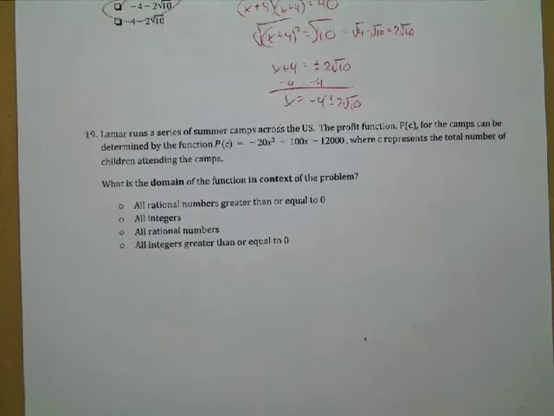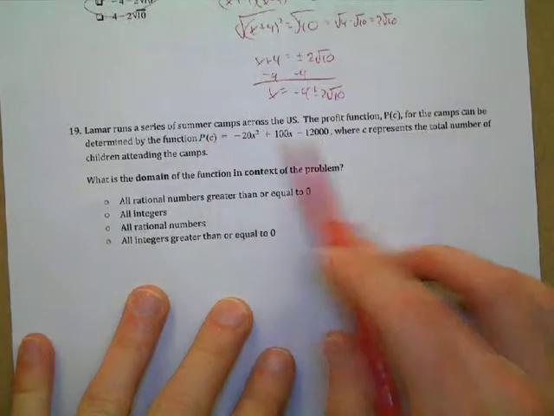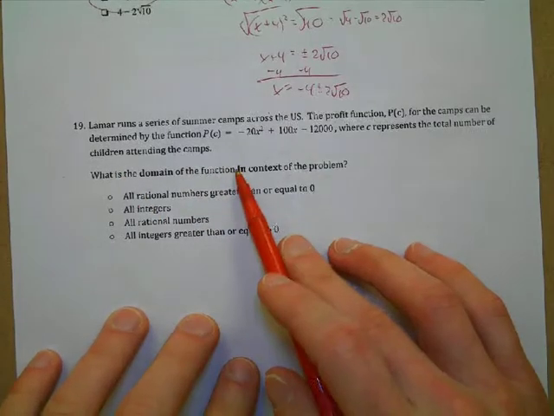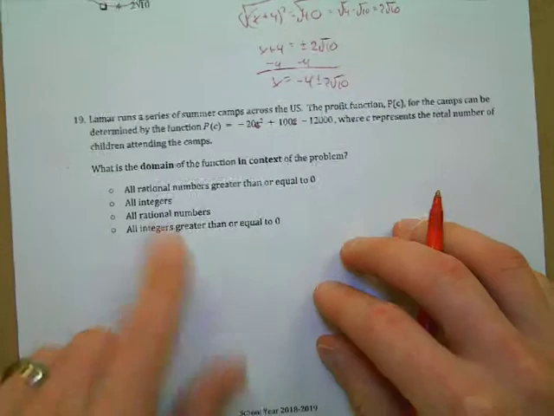Last one, number 19. Lamar runs a series of summer camps across the U.S. The profit function P of C for the camps can be determined by the function P of C equals that, where C represents the total number of children attending the camps. These should be C's right here. C, C. What is the domain of the function in context of the problem?